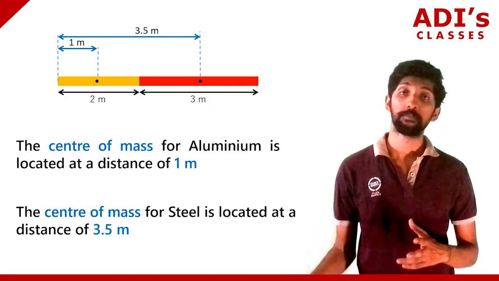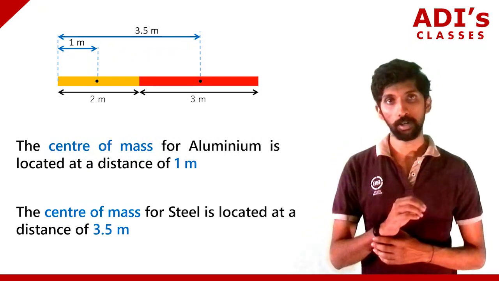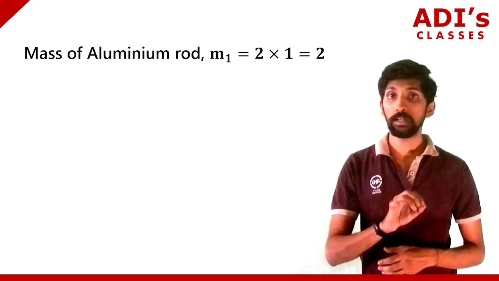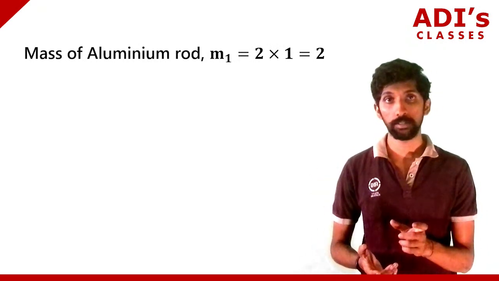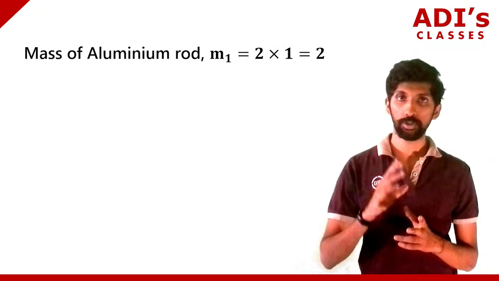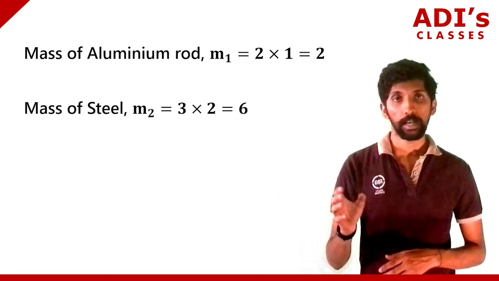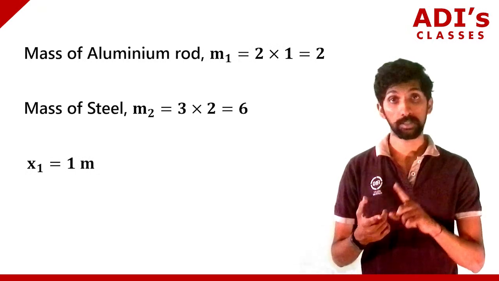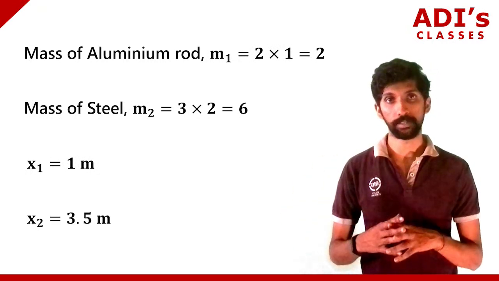Then we need to figure out the mass. The mass of the aluminium rod, let's call it M1. Mass per meter is given, and the length of the rod is given, so the mass will be 2 into 1, which is 2. Same thing, the mass of the steel, M2, is 3 into 2, which will be 6. Then we have x1 to be 1 meter, x2 to be 3.5 meter.